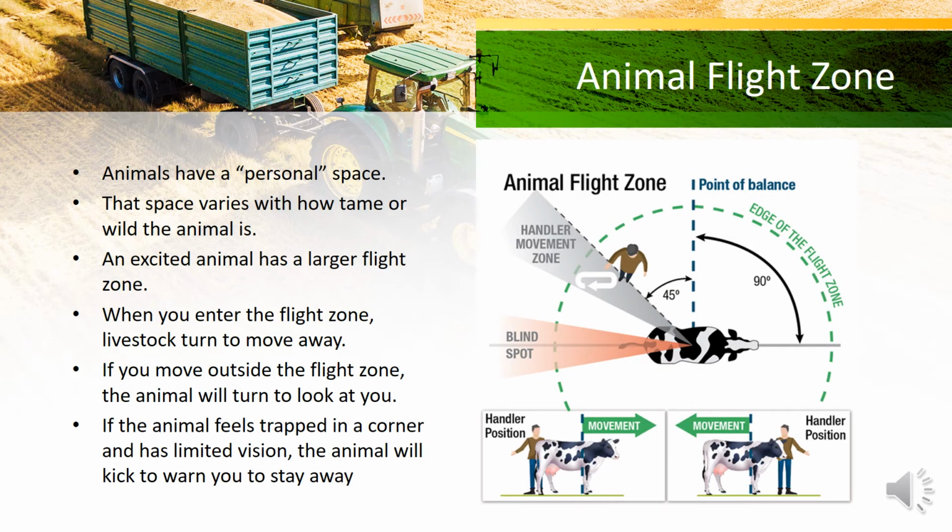Be aware of the animal's flight zone. This is an animal's personal space, and it varies with how tame the animal is. An excited animal will have a larger flight zone, which means as you get closer, they're more apt to run. When you enter the flight zone, livestock will move away from you. If you move outside the flight zone, the animal will return to look at you. If an animal feels trapped in a corner or cannot see you very well, the animal will kick to warn you to stay away.